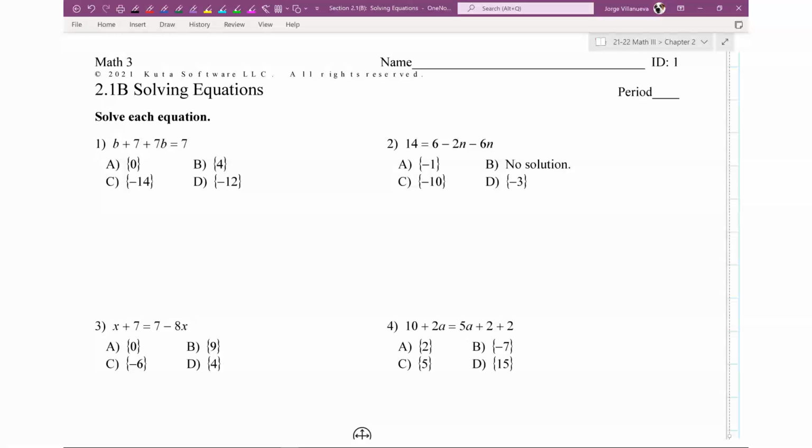Do we have a letter x on the left side and one on the right side? We've got to join them together. So you'll see that.